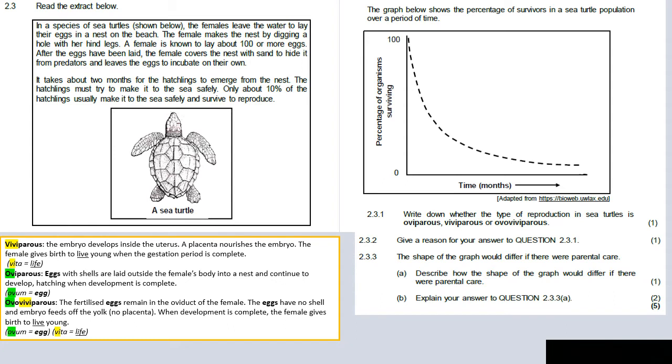2.3.1. Write down whether the type of reproduction in sea turtles is oviparous, viviparous, or ovoviviparous. 2.3.2. Give a reason for your answer to question 2.3.1. 2.3.3. The shape of the graph would differ if there were parental care. A. Describe how the shape of the graph would differ if there were parental care. And B. Explain your answer to question 2.3.3a.